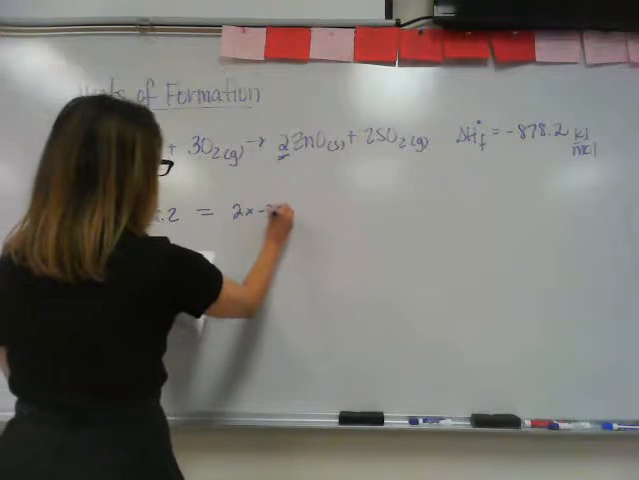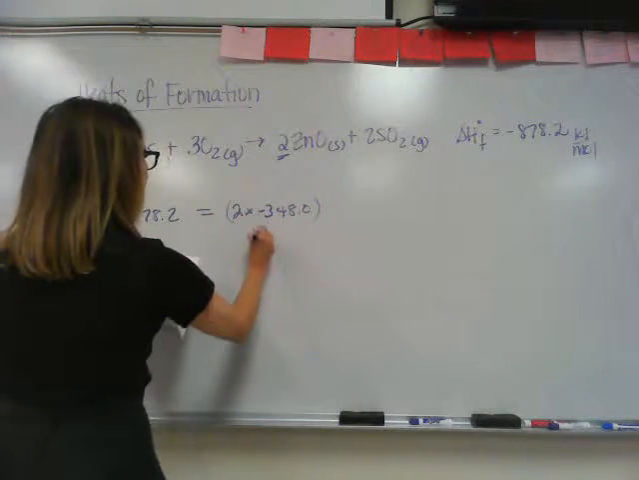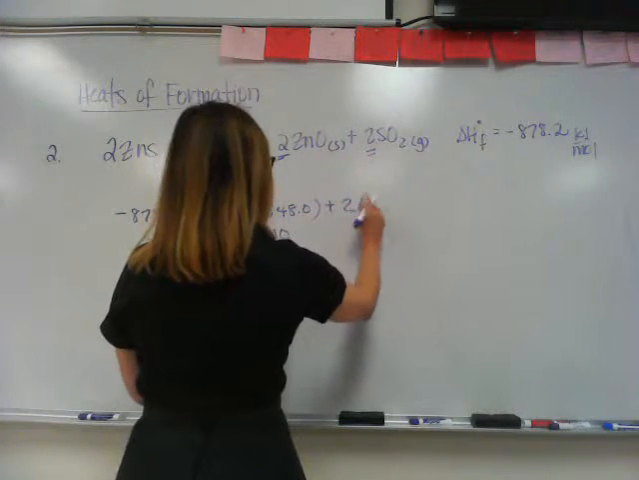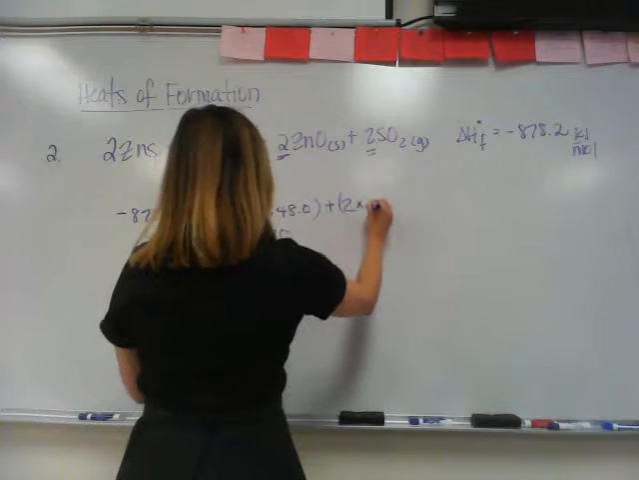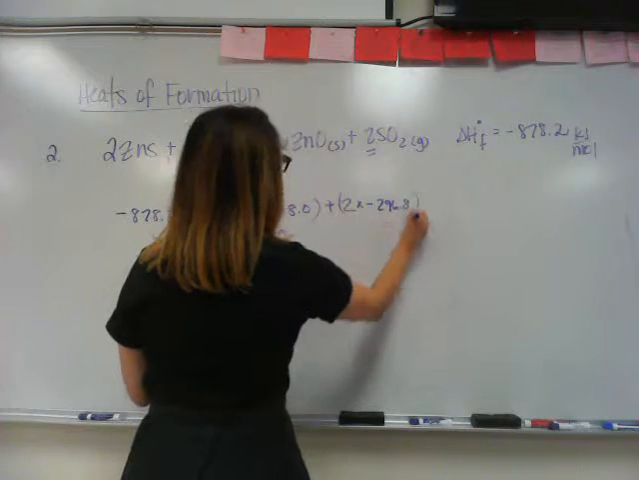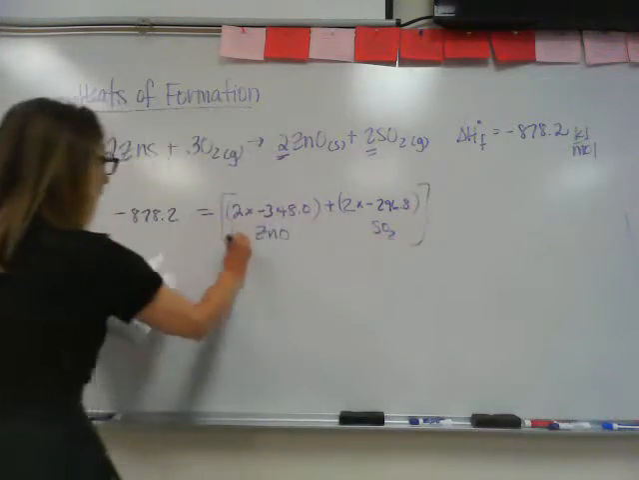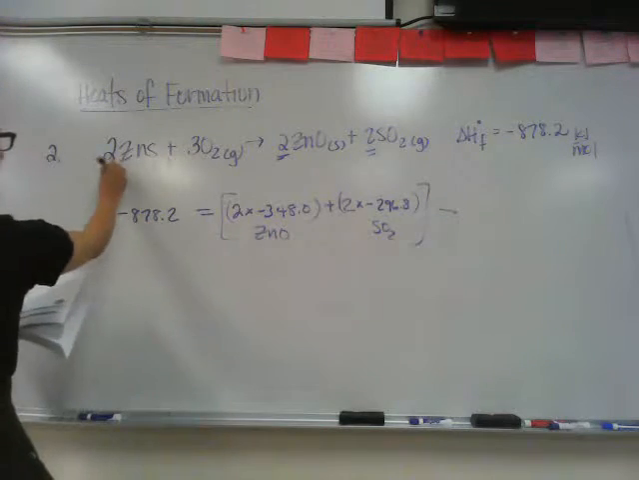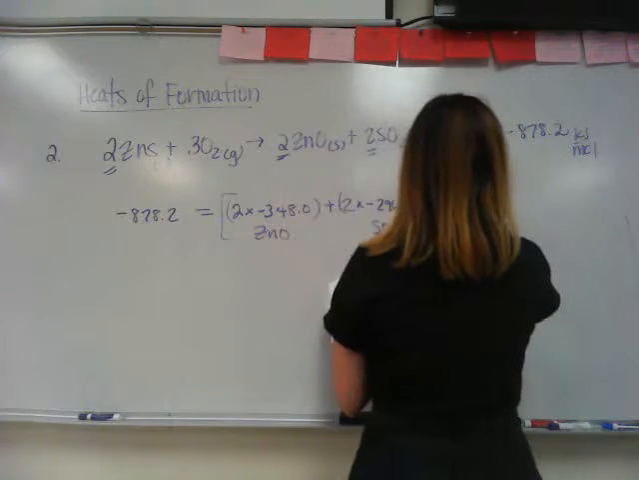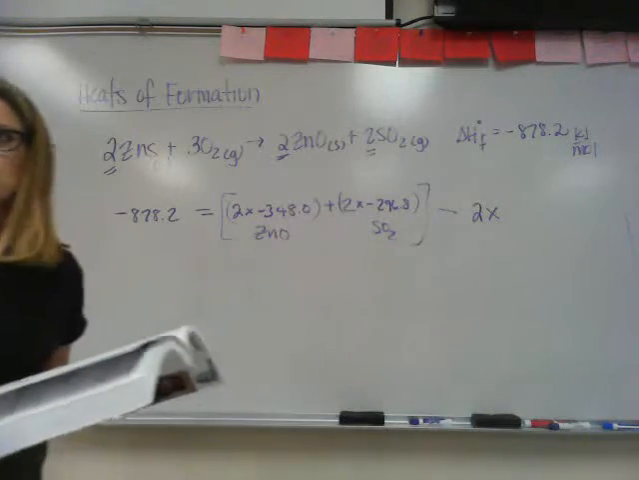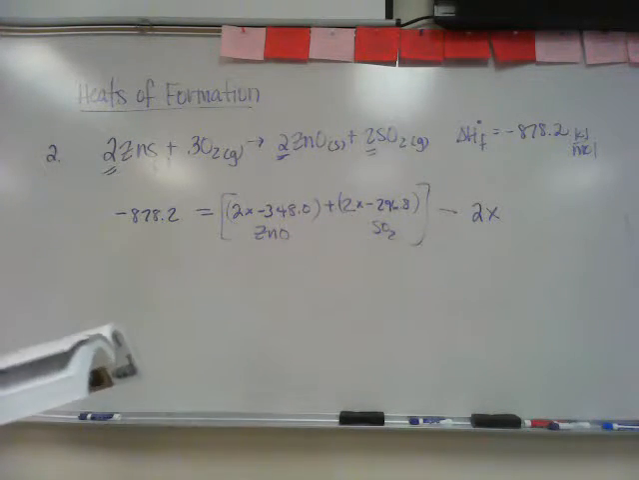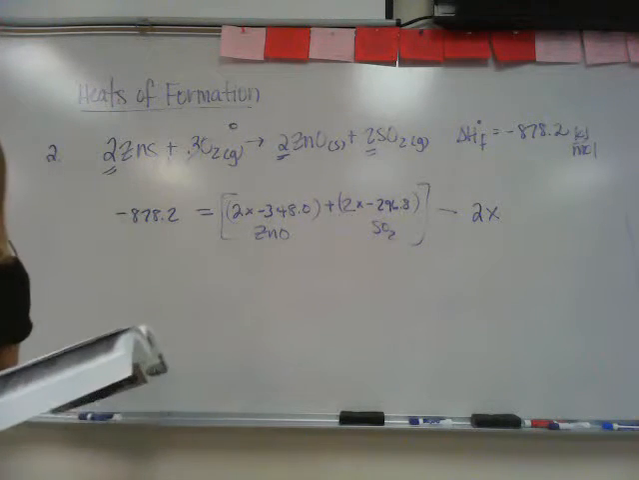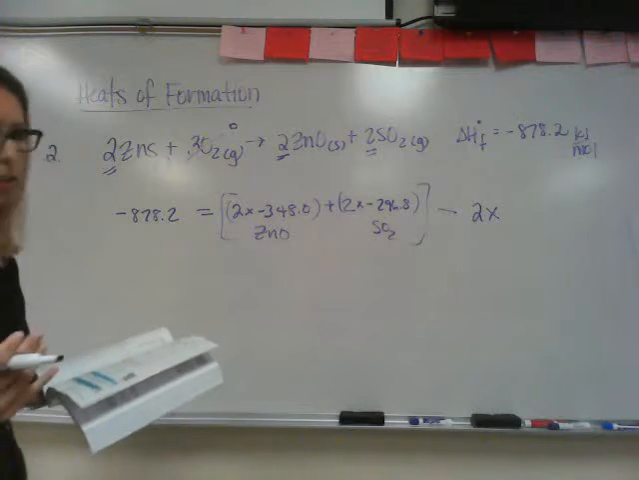so 2 times negative 348.0, and then you're going to add that to 2 times negative 296.8 for SO2. So this would be the sum of your product, and then minus 2 times ZnS, which is what they want you to solve for. So I'm going to put X in place of ZnS. And then this is pure, so that's just 0, right? So I'm just going to omit it from my equation for simplicity purposes.